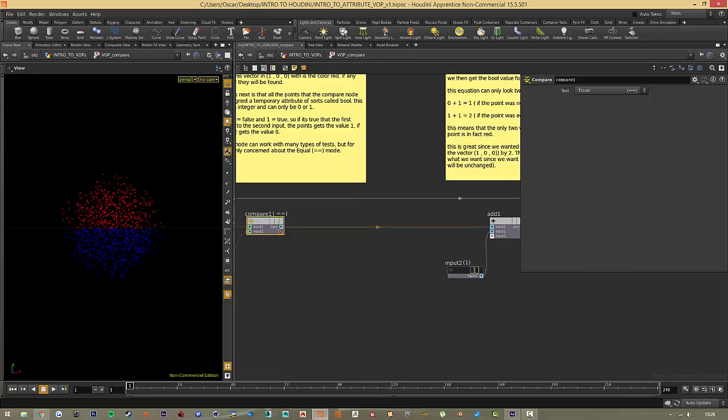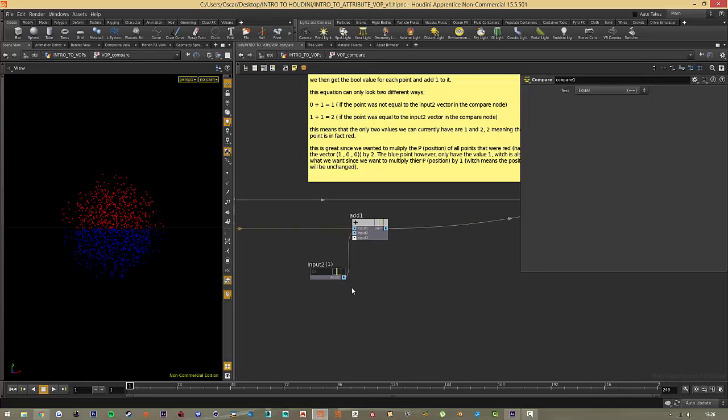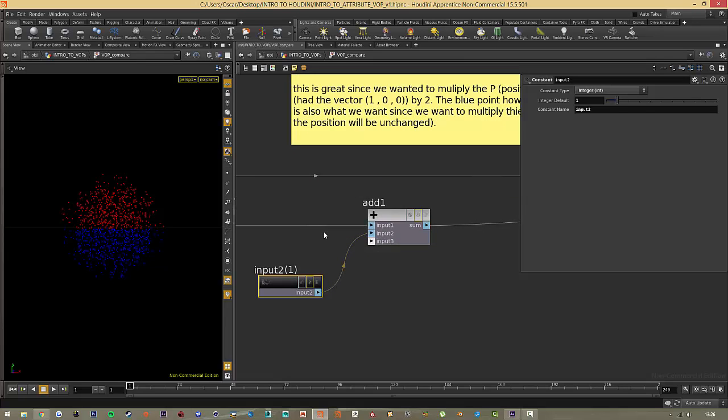Remember that. So we pipe the Boolean values here into an add node. And in the add node, we're going to add the constant number 1 to all of the points. And this means that for all the red points, we are doing the math equal to 1 plus 1, okay?